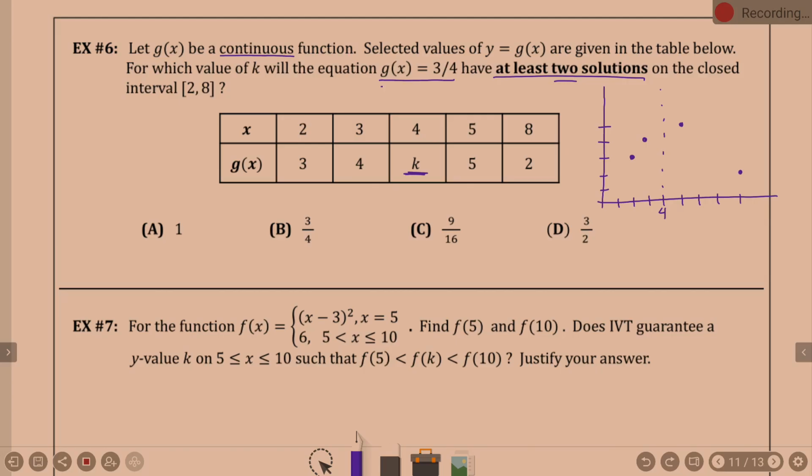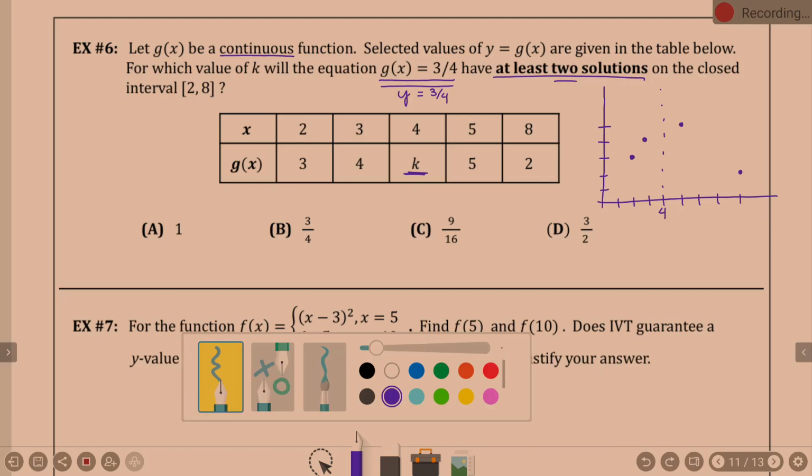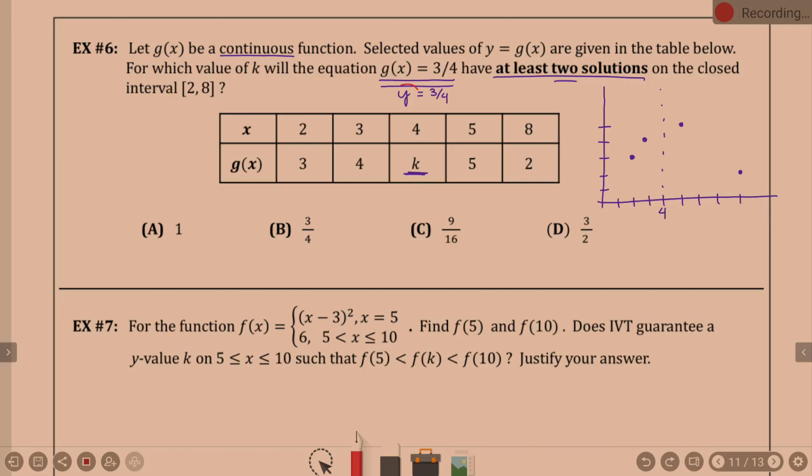The equation g of x equals 3/4. What's another representation of g of x? If we put this in equation form, g of x is a fancy way to say y. What does the equation y equals 3/4 look like? It's an asymptote, or a line, I guess. A line. Just a line here.